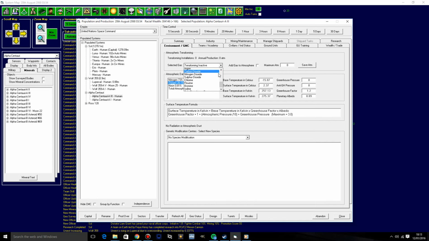Terraforming. Anti-greenhouse gas, safe greenhouse gas, so that'd raise temperature. Yeah, just look at all these things that we could add here. We could even add water. Hydrogen.